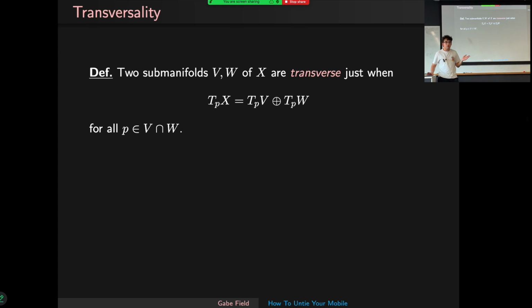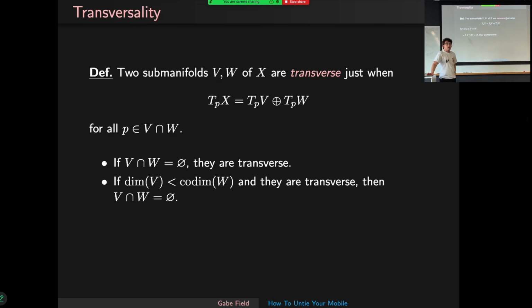Now, some things we can read off of this. If the intersection is empty, vacuously they are transverse. If the dimension of V is less than the codimension of W and they are transverse, well, if we look at the condition, the codimension of W is how many more dimensions I need to tack onto this to get back all of this tangent space. And the condition is that V doesn't provide enough. So this equation can never be satisfied, and therefore we must have no points in the intersection. So if dim V is less than codim W and they are transverse, the intersection is empty.